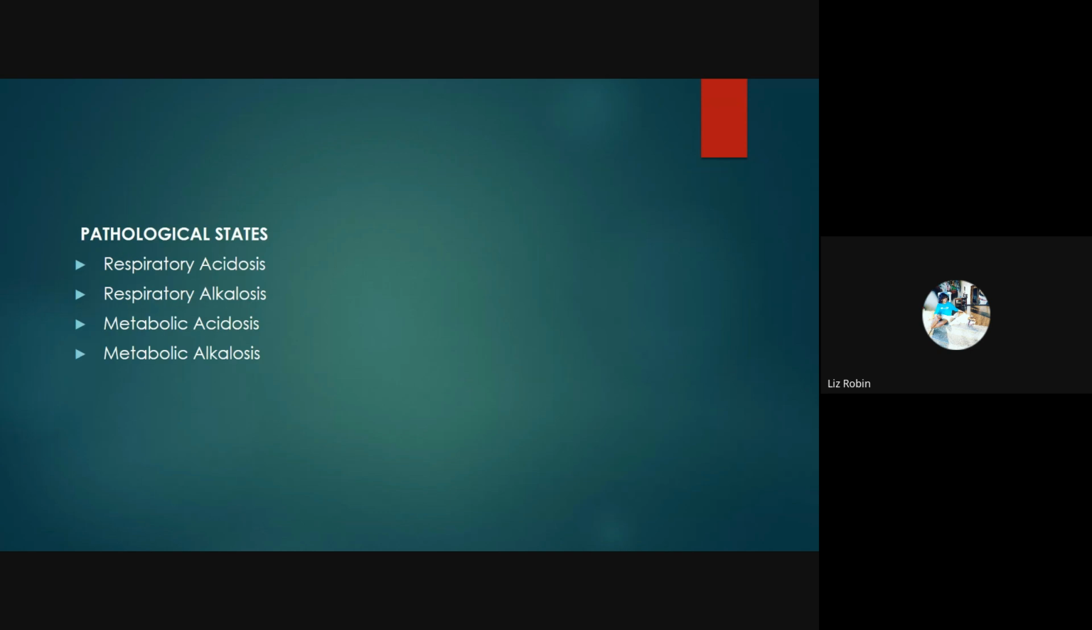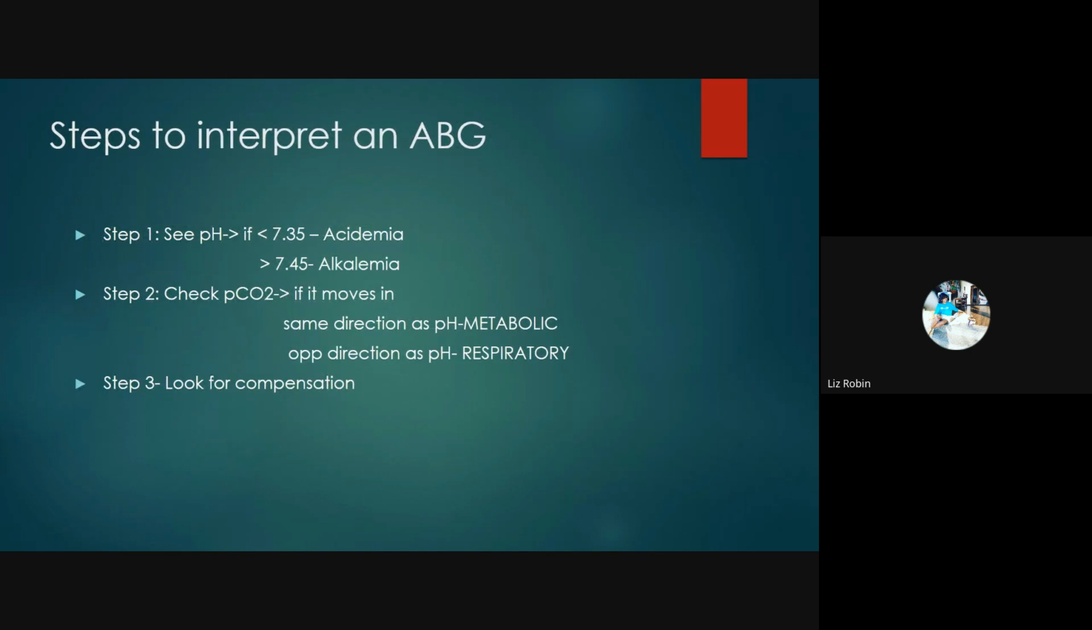Now when there are alterations within these values, this will result in pathological states known as respiratory acidosis, respiratory alkalosis, metabolic acidosis, and metabolic alkalosis. Okay. So how do you go about interpreting an ABG? You get an ABG in your hand. The first thing that you should be seeing is the pH. If your pH is, say, less than 7.35, we would call that acidemia. And if it's more than 7.45, you call it alkalemia. So first step done, you've seen what your pH is.